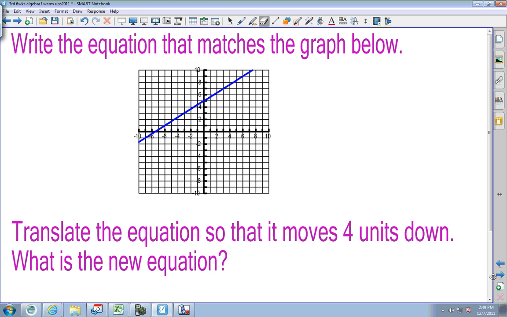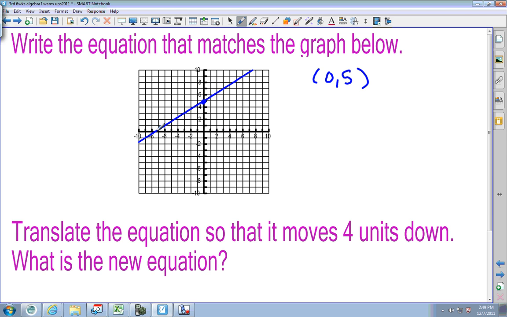Here's your next one. Write the equation of the line below. So first, let's find the y-intercept. Oh gee, it looks like right there. It looks like it's (0, 5). Now let's find the slope.